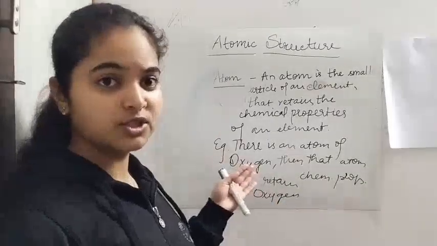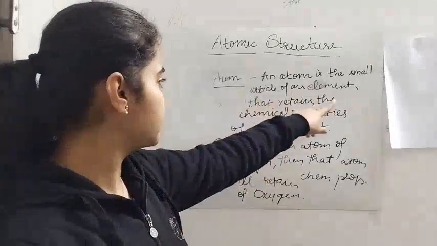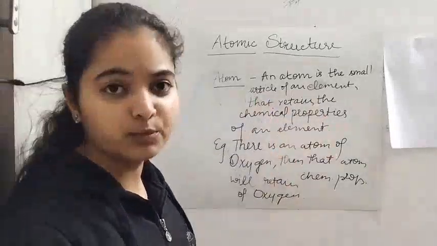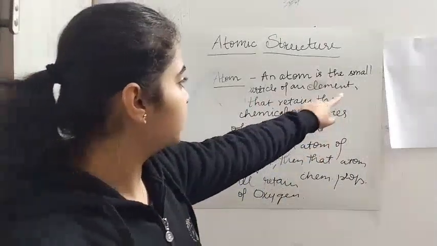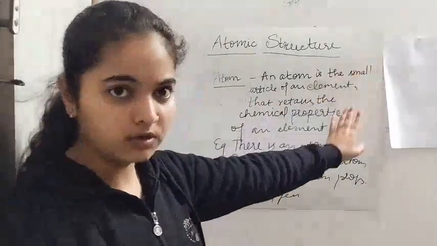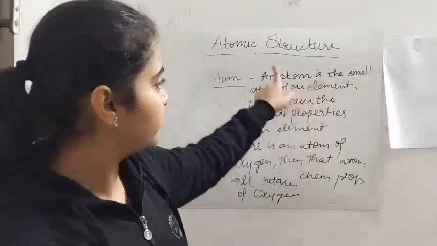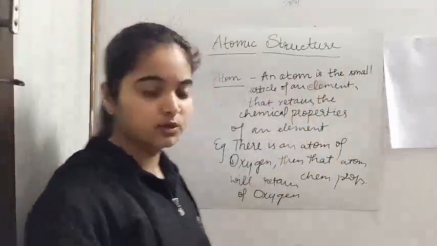So write down this definition, and this part that retains the chemical properties of an element is very important. Do not forget to learn this part. If you learn till here only, then it would be wrong. So learn the complete definition of this atom. So take the screenshot.